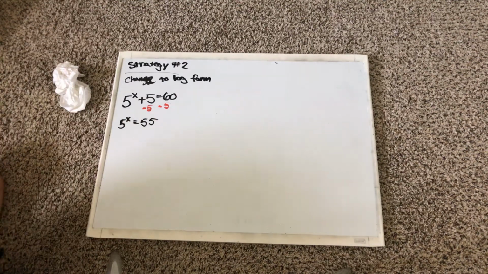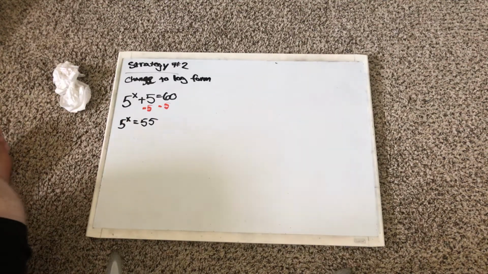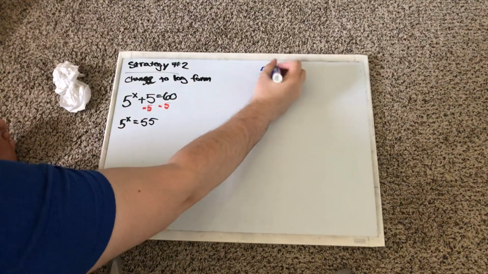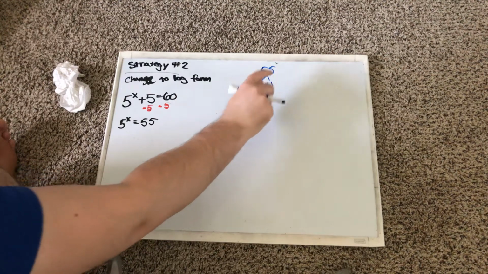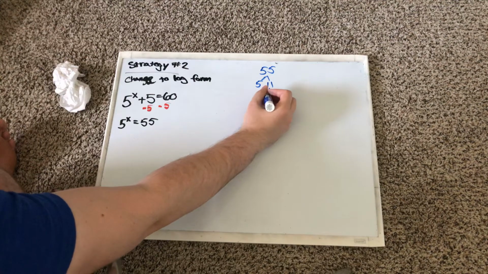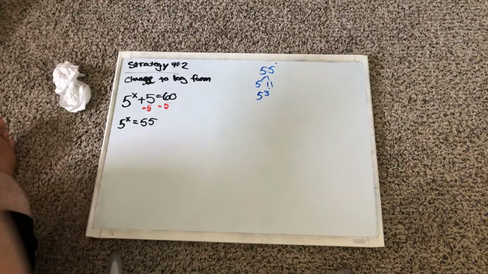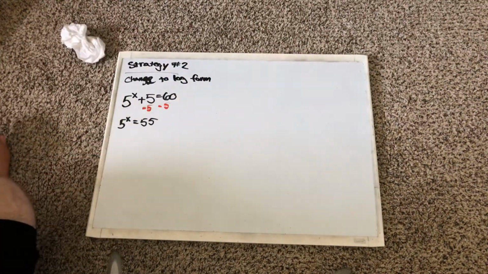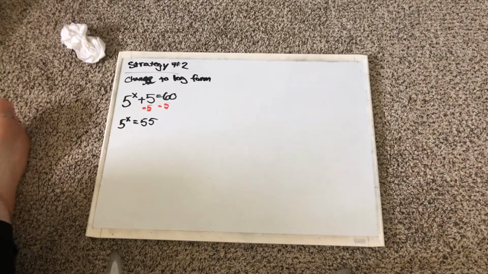Okay, so let's just try strategy 1 and see why this won't work. If I try to break this down, this 55 and 5s, I get 5 and 11. Well, that's not going to work because I can't break down this 11. I can't say this is 5 to the third power or 11 to the third power. It wouldn't work out that way. So when strategy 1 doesn't work, we have to resort to strategy number 2, which is change this into log form.